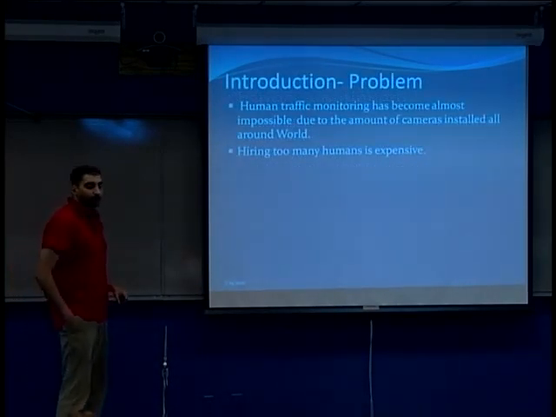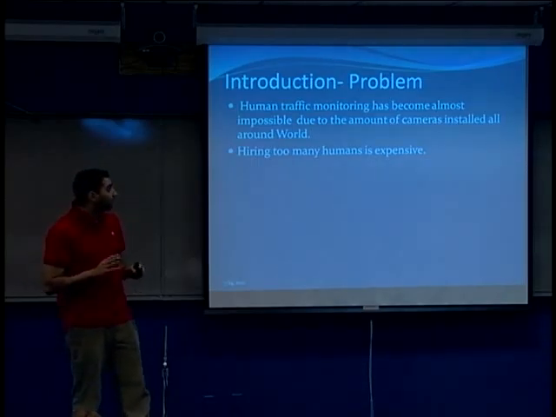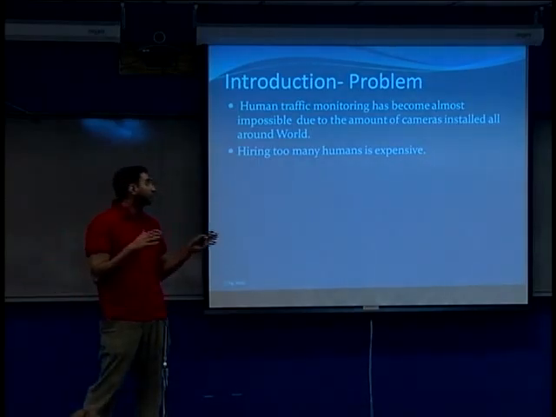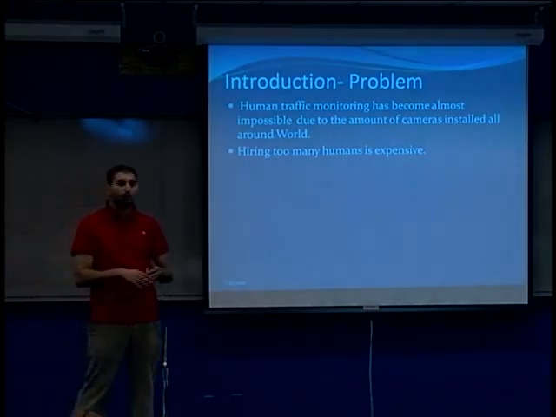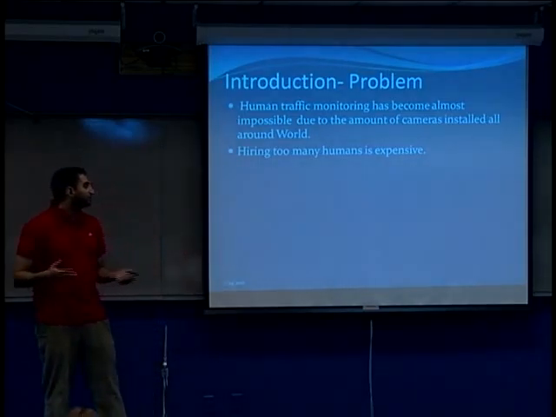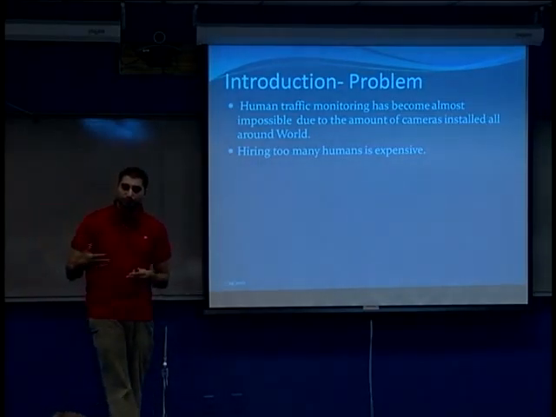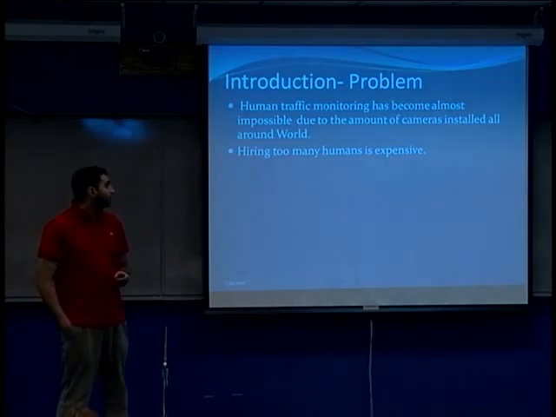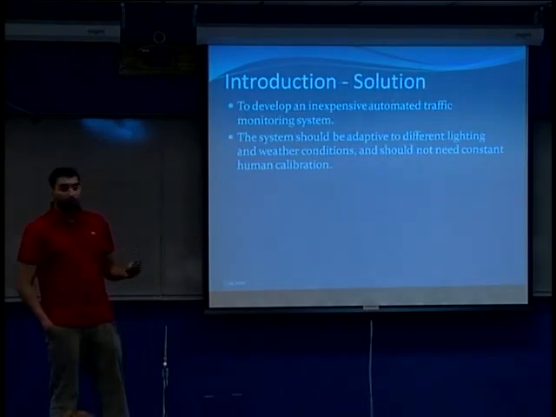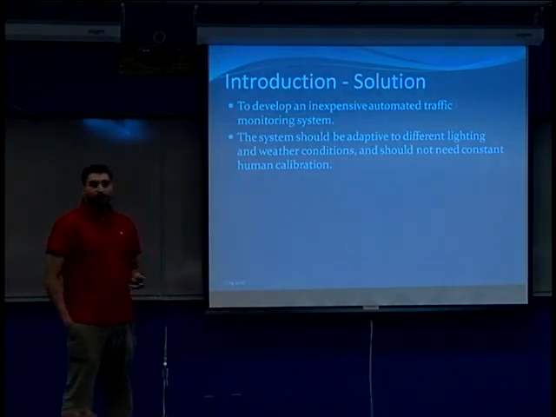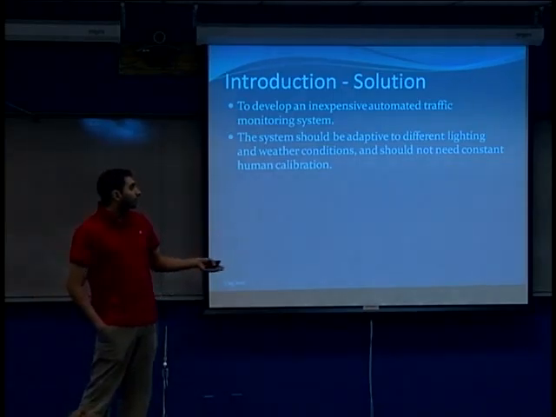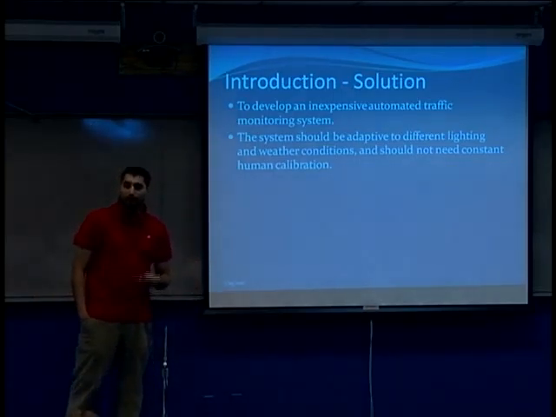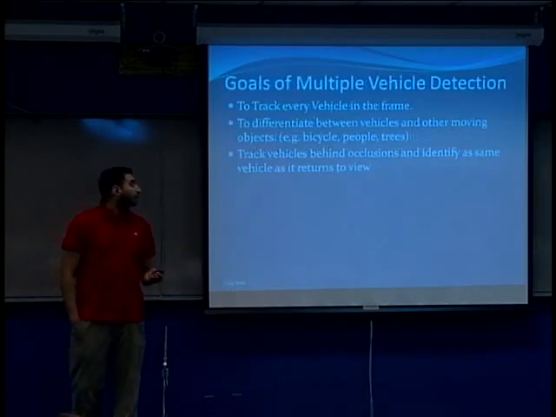The problem here is that it's really hard for human beings to monitor many traffic cameras, because they're almost everywhere in the world now, and it's too expensive to hire humans for traffic monitoring. So the solution is to develop an inexpensive automated traffic monitoring system. This system should be adaptive to weather conditions and lighting conditions, and it shouldn't need constant collaboration from humans.